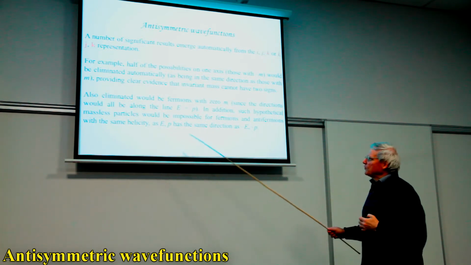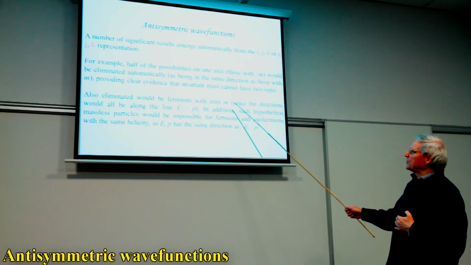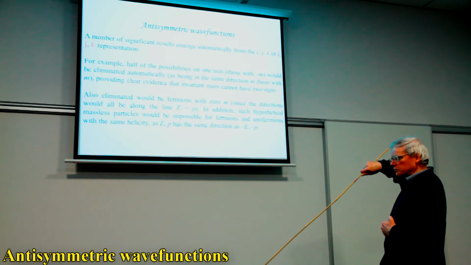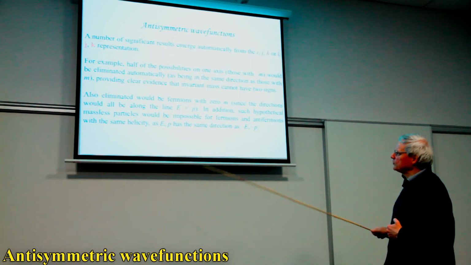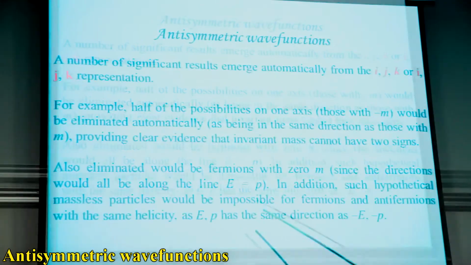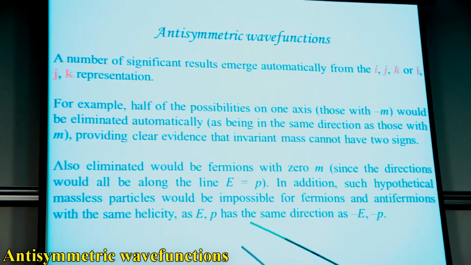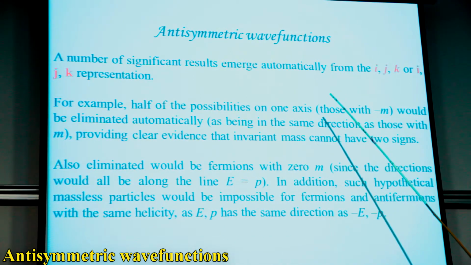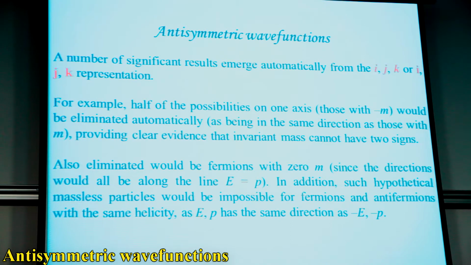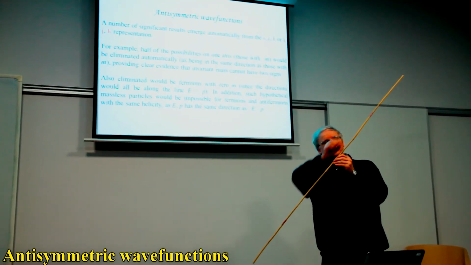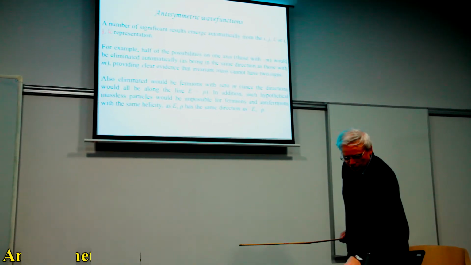And if you did that, then you would see that you can't have fermions with zero mass, because they would all be along the same direction, and they've got to be in all different directions. They'll all be along the line E equals P, they're all along 45 degrees. And you couldn't have them, even if they were massless, with the same helicity. And also, you can't have negative mass, because again, the negative mass ones would be on the same direction, but on the other side of the origin.